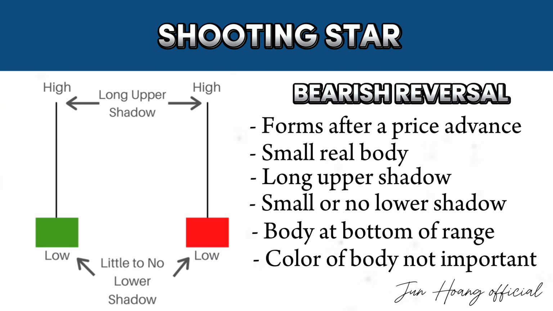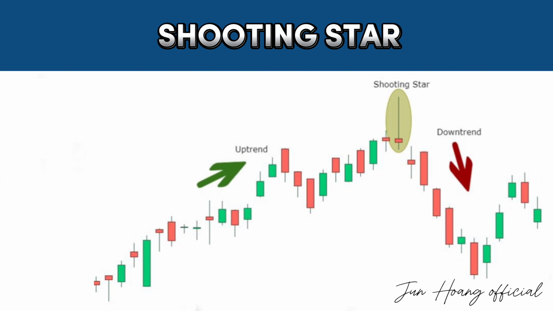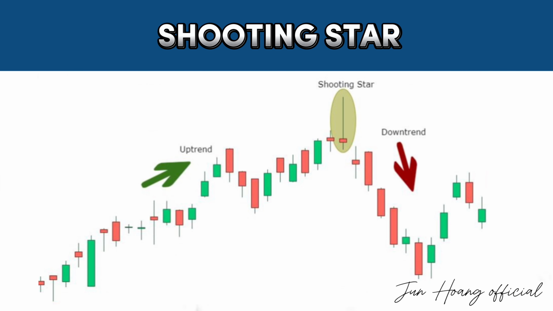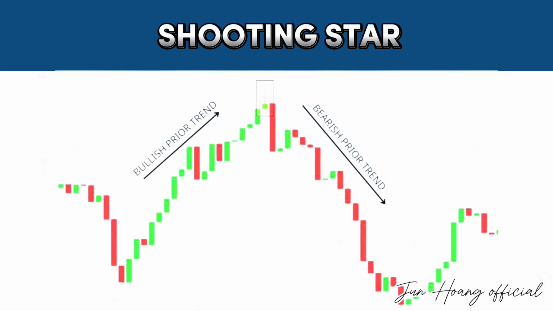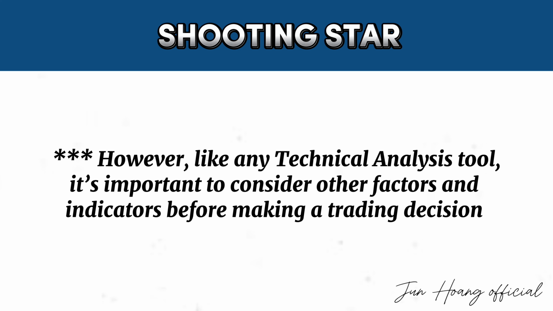The interpretation of a shooting star depends on its context within the price chart. When it appears at the end of an uptrend, it suggests that the bulls were initially in control but lost momentum, and the bears pushed the price back down, potentially signaling a reversal of the uptrend. However, traders usually wait for confirmation from subsequent price action before making trading decisions based on candlestick patterns.